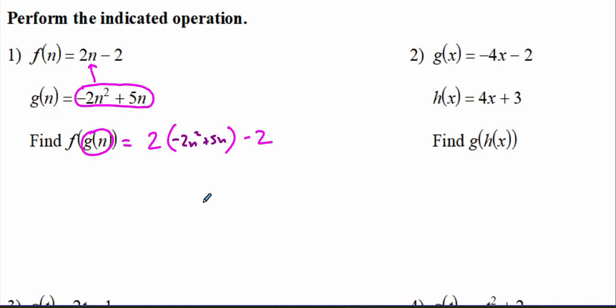It's a function composition. So in this case, this is what? Negative 4n squared, right? And then plus 10n, and then minus 2 on the outside. And you're done, because there's nothing to combine here. There's no like terms for me to combine. This is my answer. And I created a more complicated function out of 2 existing functions.